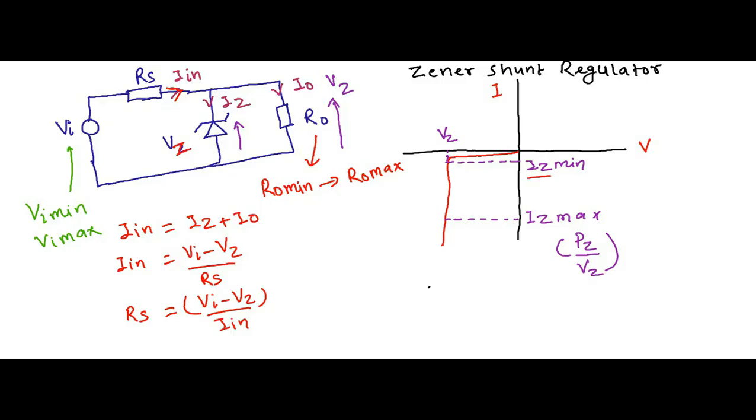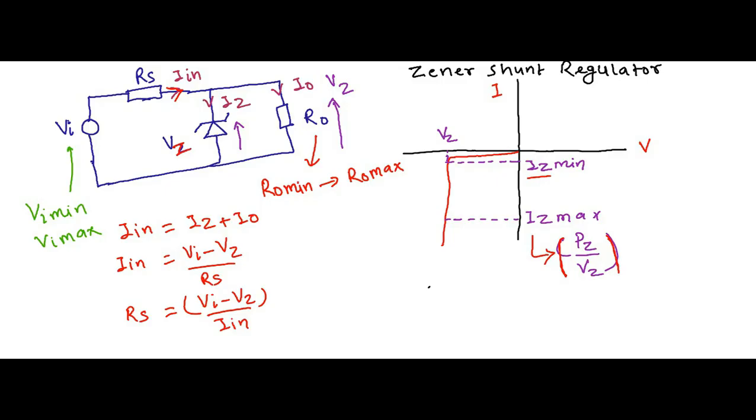And how to limit the Iz maximum? It depends on the power rating of the Zener diode. If you know the power rating Pz of your Zener diode, then Pz divided by Vz is going to give you the maximum Zener current, the maximum current which can flow through your Zener diode, that is Iz max. What is the Iz min? Iz min means the minimum current Zener requires to go in the breakdown region.